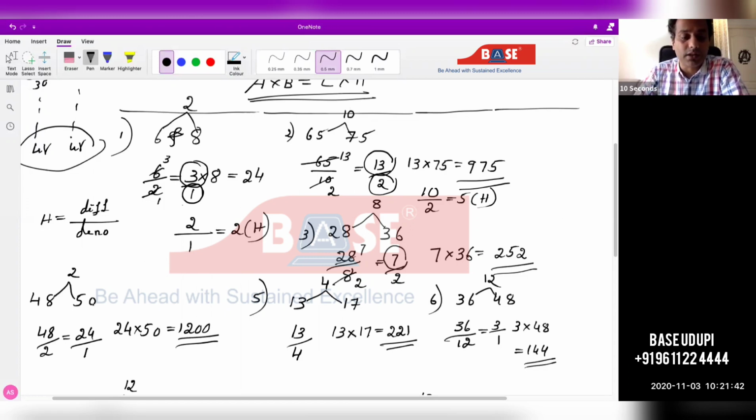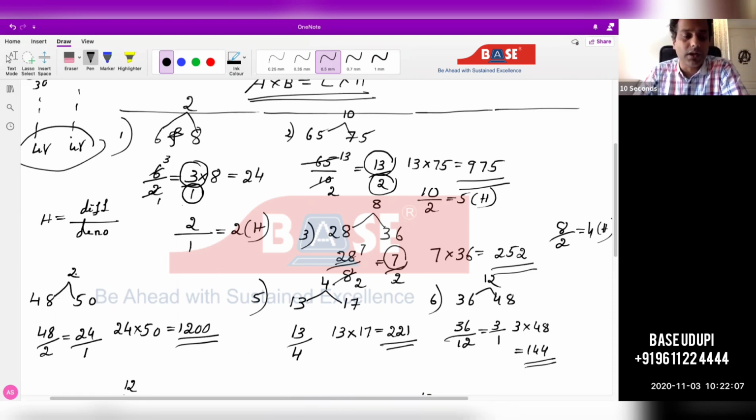What is the difference in this 48 and 50 question? 48 and 50 is question number 4. So let me complete question number 3 first. Question number 3 is here. 28 and 36. What is the difference? 8 is the difference. What is in the denominator? 2. Let me write it here. 8 is the difference, divided by 2. 4 is HCF. 8 divided by 2, 4 is HCF.